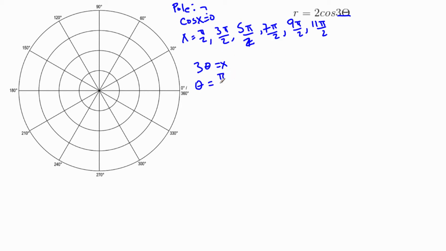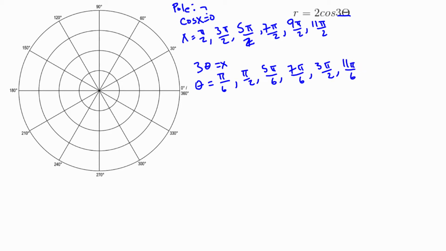So I'm going to have poles at pi over 6, 3 pi over 6, so this is pi over 2, 5 pi over 6, 7 pi over 6, 3 pi over 2, and 11 pi over 6.